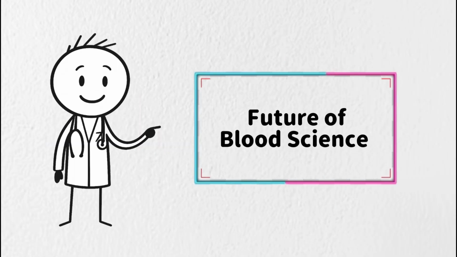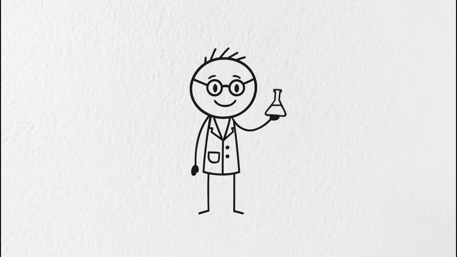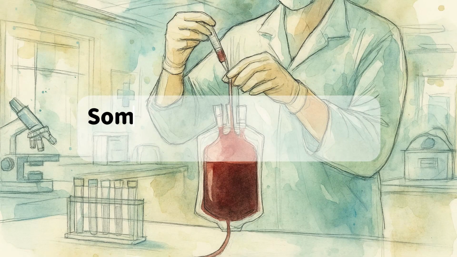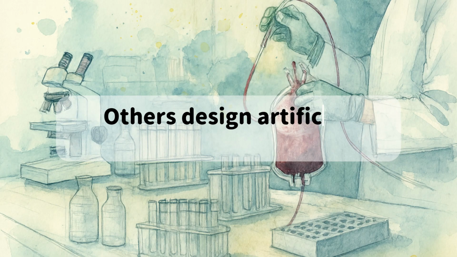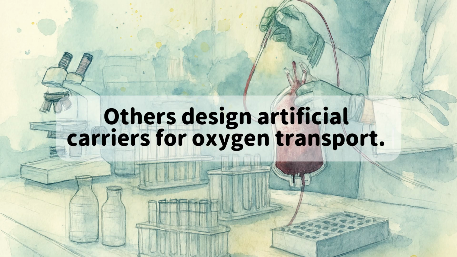Future of blood science. Scientists work on universal and synthetic blood. Some approaches remove antigens from red blood cells. Others design artificial carriers for oxygen transport.